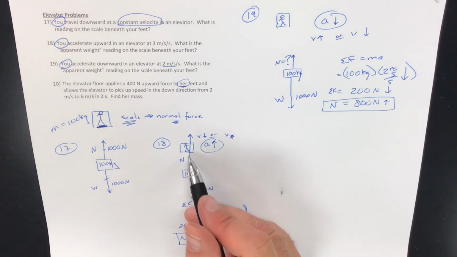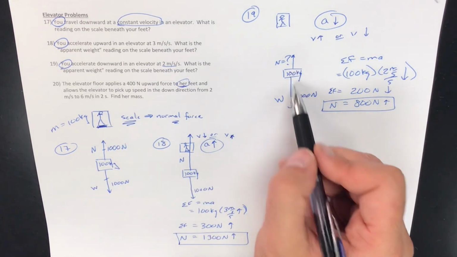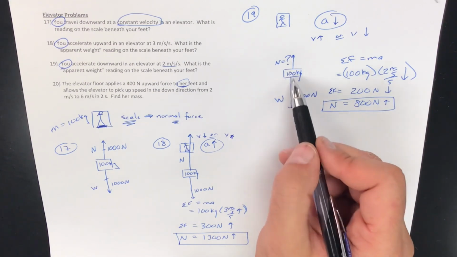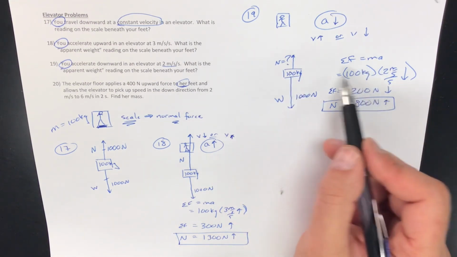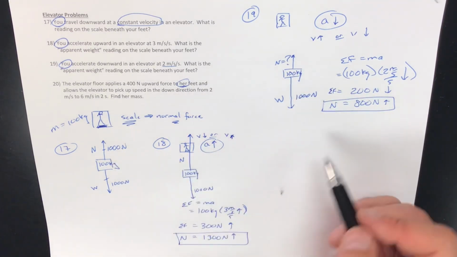And it's got to be bigger. You know it's bigger. And then this one, weight is down, normal force is up, it's got to be smaller. 10 minus 2 is 8. 8 times 100 is 800 newtons is the up force. There's a quick shortcut from any of these things.